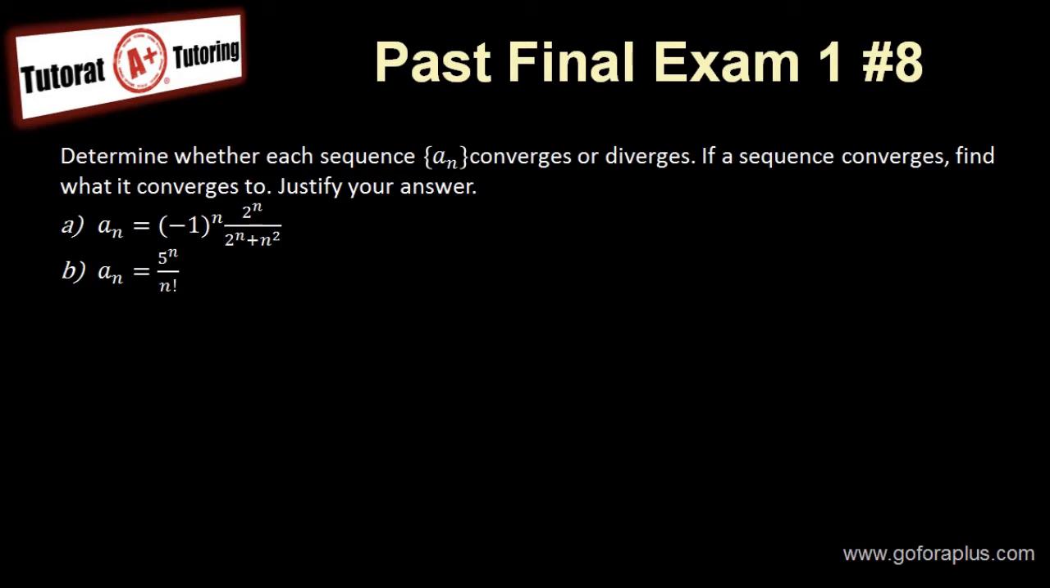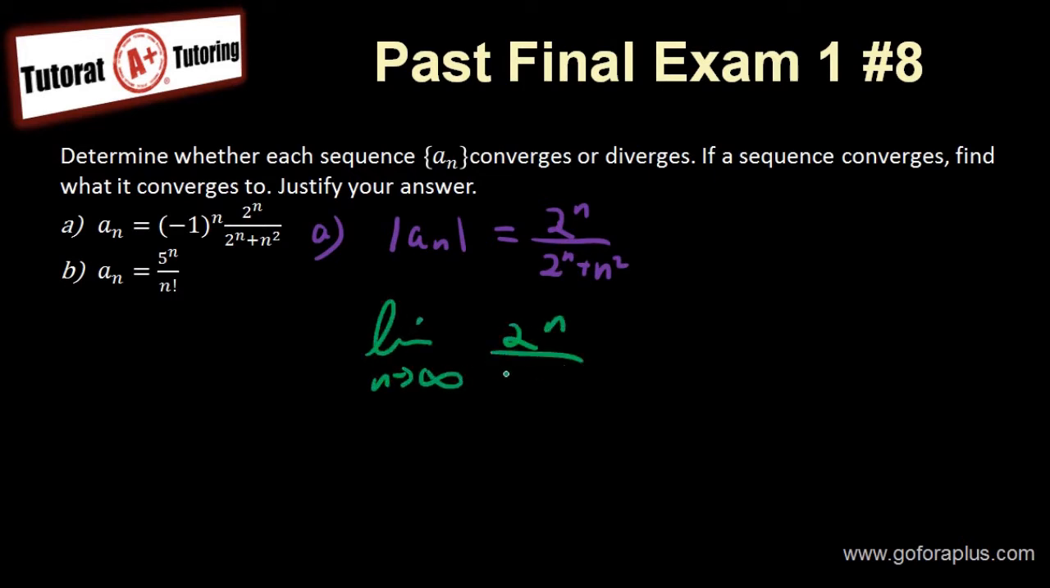So what can we do about this? First we need to figure out the absolute value of an. So this is question A: 2^n over 2n plus n squared. If I take the limit as n approaches infinity of 2^n over 2n plus n squared, this is going to be infinity over infinity.